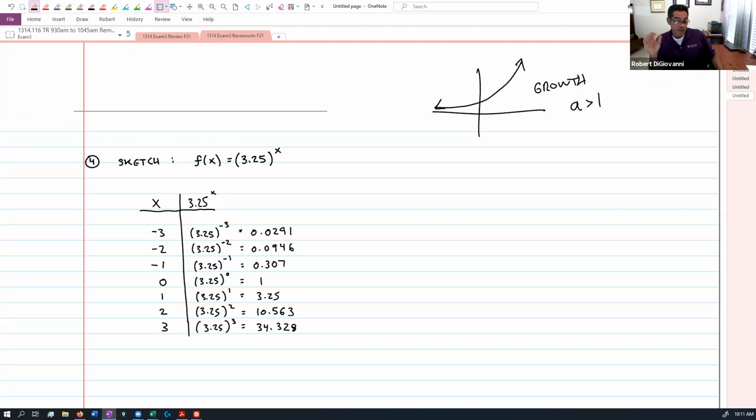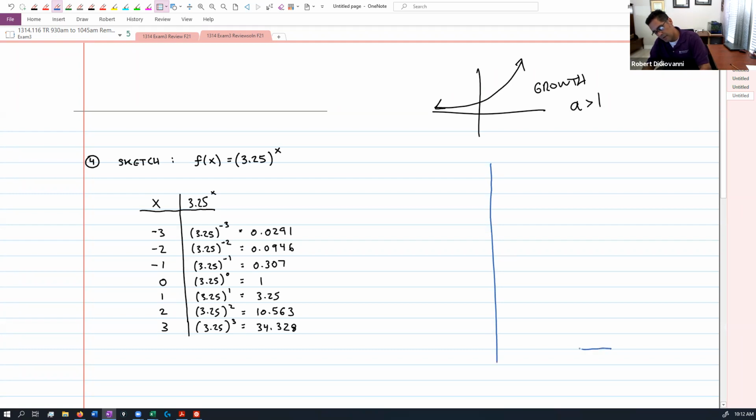Does anyone have any questions on that? Remember, on your test, you can use a calculator, can't use your phone. So make sure you have your calculator handy and you know how to use it. It's your responsibility to have a calculator ready to go.